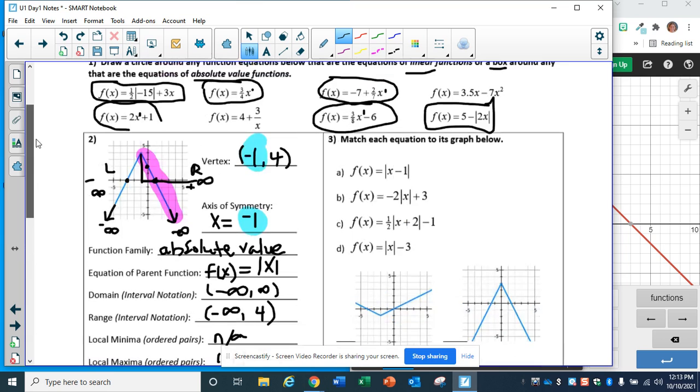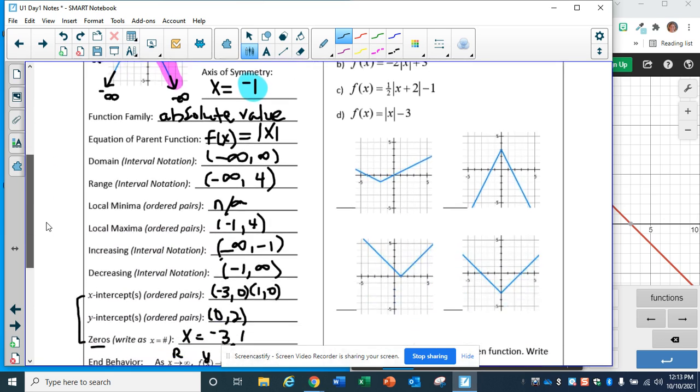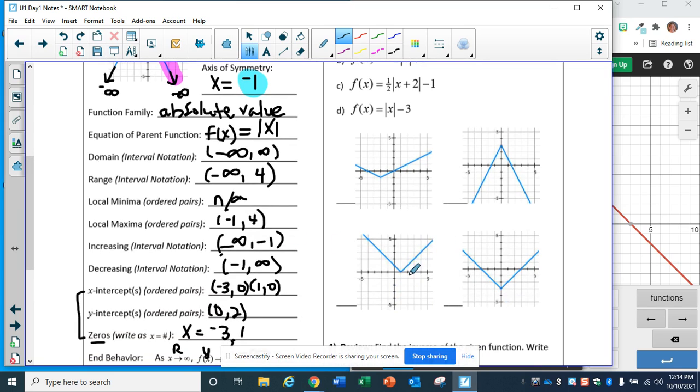And then if I come up here, I'm just going to match these equations to each graph. This is going up because it's positive, right? And this says x minus 1, so it just moved to the right one. So let's see if we can find that one. Going up and just moved to the right, so that would be A.